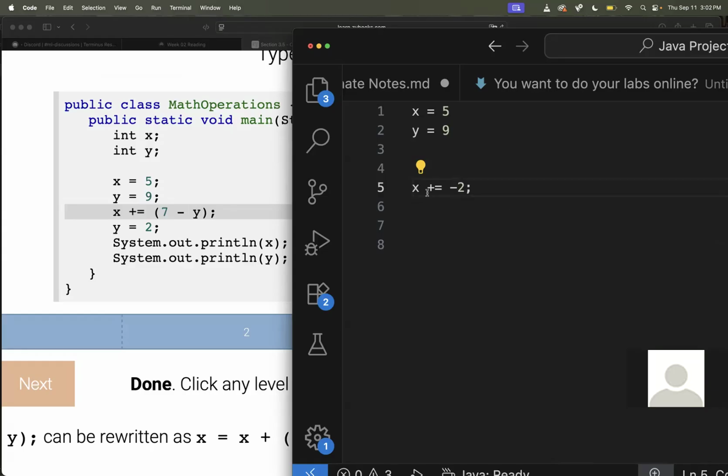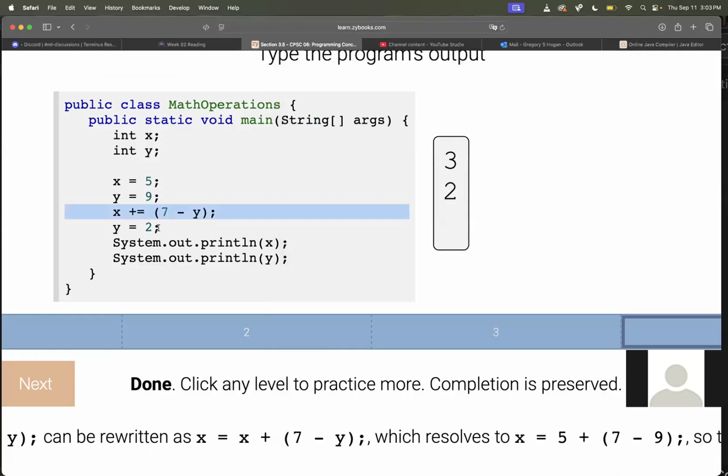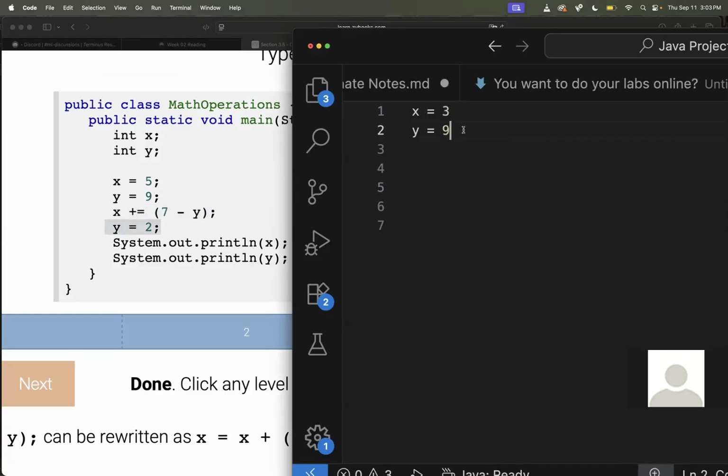But then this is x plus equals negative 2. When you say plus equals, you mean add it to x. So when you say x plus equals negative 2, that means I need to add negative 2 to x. But if you add negative 2 to x, it's going to go down by 2. So instead of 5, it's going to be a 3. Okay. So this whole line here is complicated to work out, but the end result is that x equals 3. Then finally you have y equals 2. So you go y equals 2.